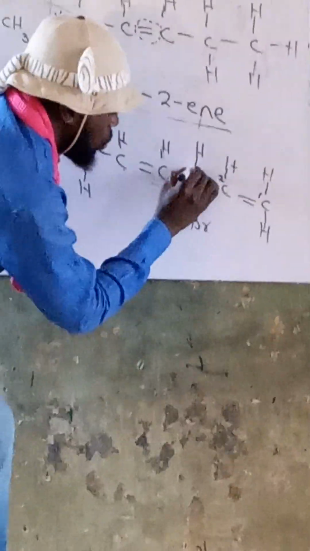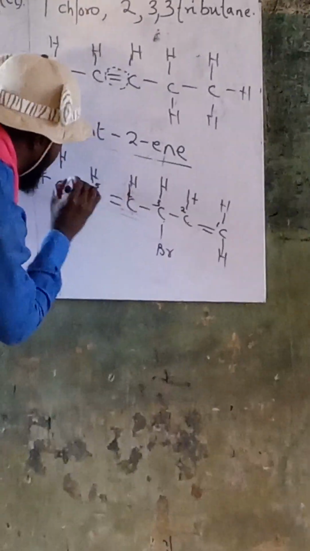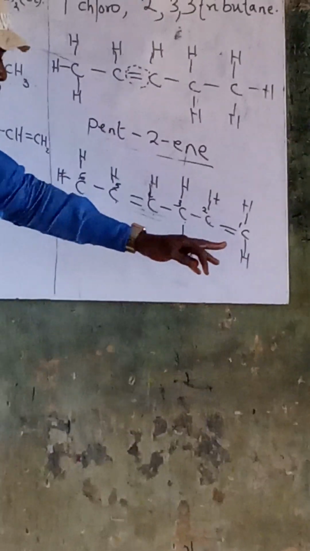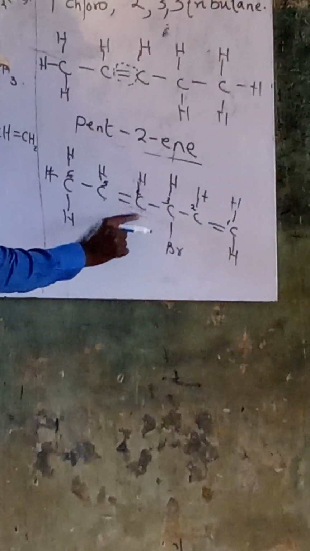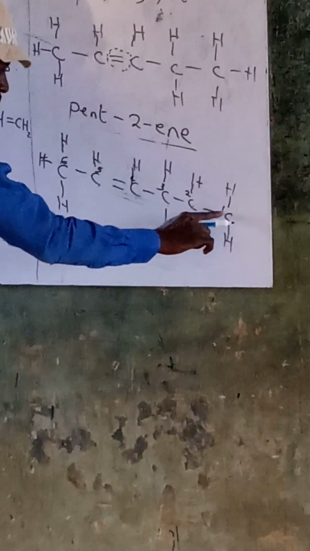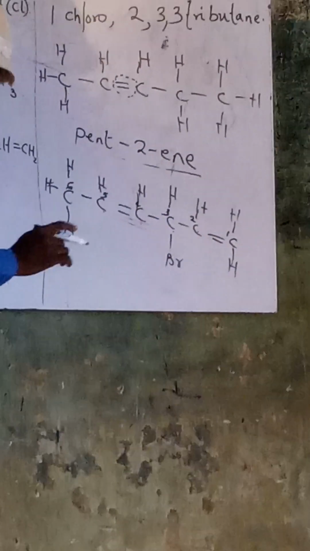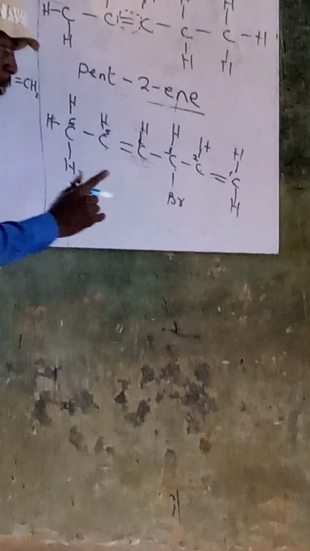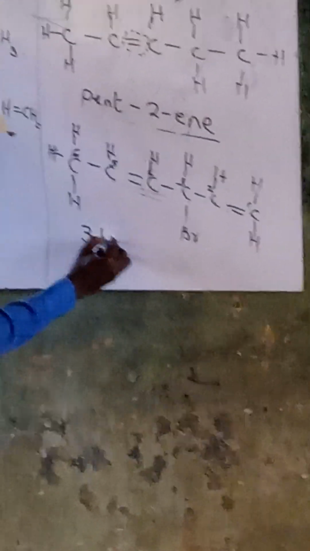1, 2, 3, 4, 5, 6. Now, on the first carbon atom, I find a double bond. So, on the fourth carbon atom, I find what? Double bond. I'll say 1, 4. Now, look up here. Look at what I'll do here. But on the third carbon, what did I find? Bromine. I will say 3 bromo.